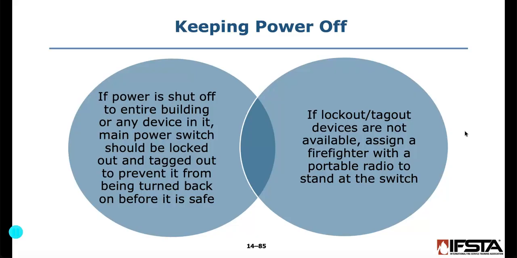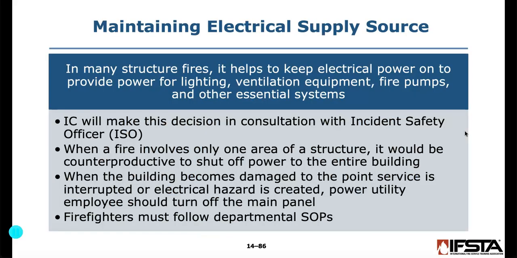Keeping the power off. If the power is shut off to the entire building or any device in it, the main power switch should be locked out and tagged out. So you want to make sure that we know it's out, they lock it out, they tag it out, so that nobody can go and turn it back on, right? We want the electric company to come in and turn that back on. If lockout, tagout devices are not available, assign somebody with a portable radio to stand at the switch. Typically, we take over the structure and we have crowd control, so people aren't walking around the structure messing with the electrical. But that's an option, is to have somebody stand there.